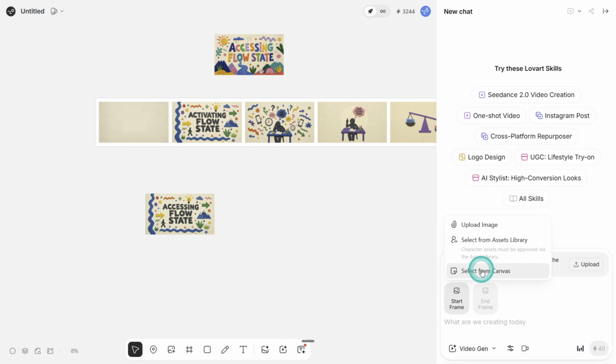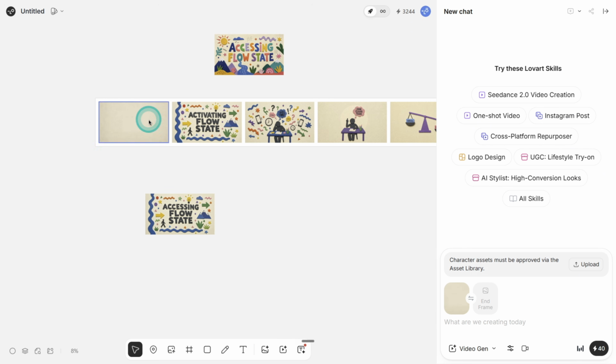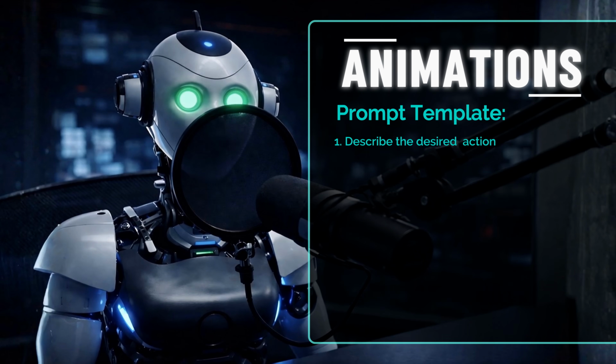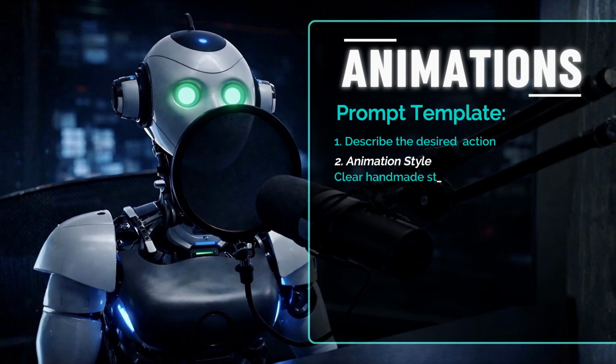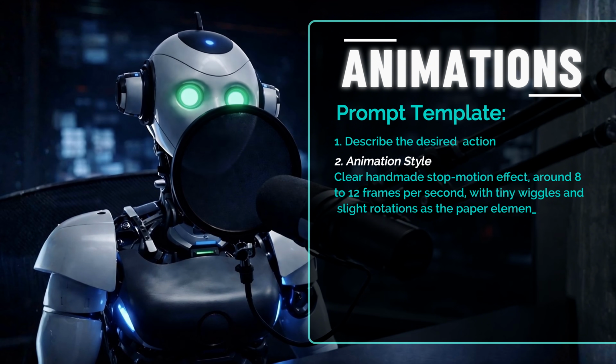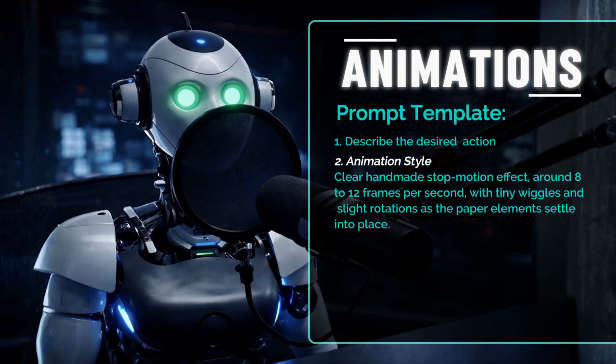So for the first transition, I'm going to select the start frame, which in this case is the blank canvas, and then select the end frame, which is the opening title scene. Then in the prompt, I'll describe how I want the animation to transition. For consistency across the full composition, I'm asking for a clear handmade stop motion effect, around 8 to 12 frames per second with tiny wiggles and slight rotations as the paper elements settle into place.